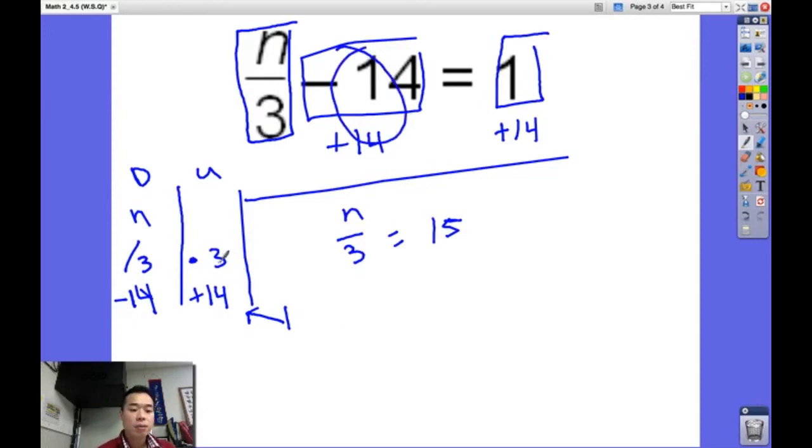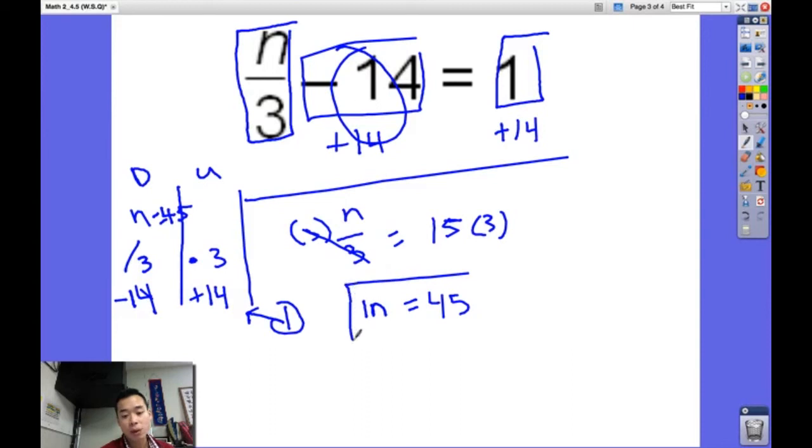Next, I needed to multiply by 3 on both sides. I hope you guys continue to see the pattern that whatever we do to one side, we do to the other side. This goes away, becomes 1n, or just n, is equal to 45. I can quickly check my work. 45 divided by 3 is 15. 15 minus 14 is 1. So I know that 1n, or just n, is equal to 45.